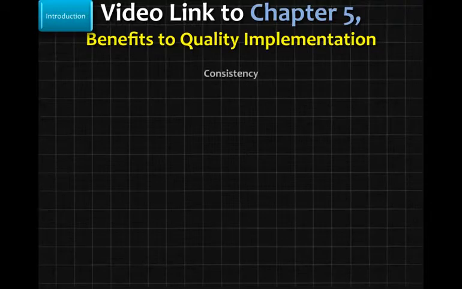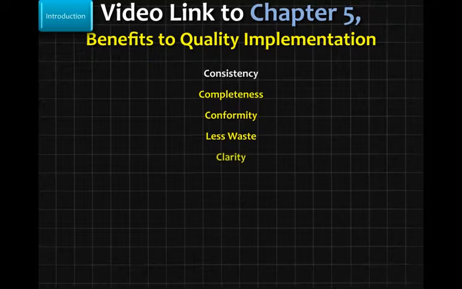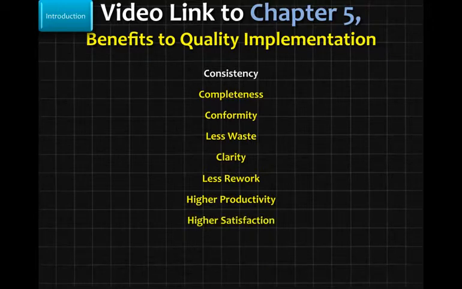So the benefits to quality implementation really stem from understanding these key elements, and there's several of them here. There's consistency of deliverables, there's completeness of those same deliverables, there's a conformity to specific standards, there's less waste of time and money over the long term, there's clarity in delivering the work in the right parameters, there's really less rework and fewer unusable deliveries, there's a higher productivity resulting in lower cost, and then there's a higher stakeholder satisfaction really by delivering what's agreed upon.